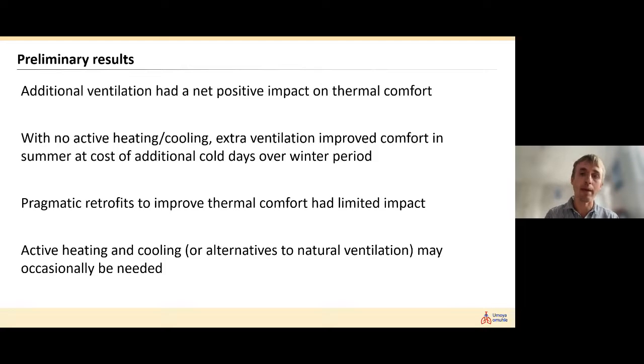It's quite difficult to passively offset large volumes of hot or cold air streaming into a space. So it's likely that additional active heating or cooling may be needed on hot or cold days, or alternatively on such days one might wish to deploy alternatives to natural ventilation such as UVGI. I'll now hand over to my colleague Karina Kielman.